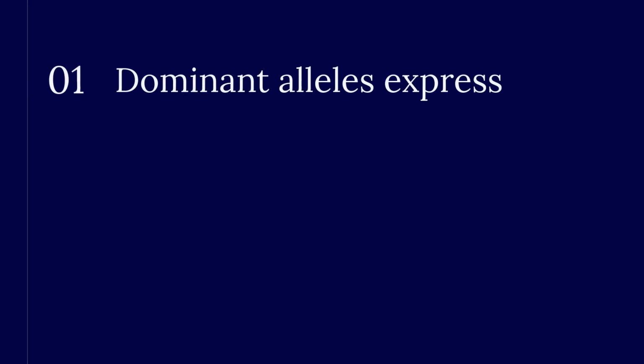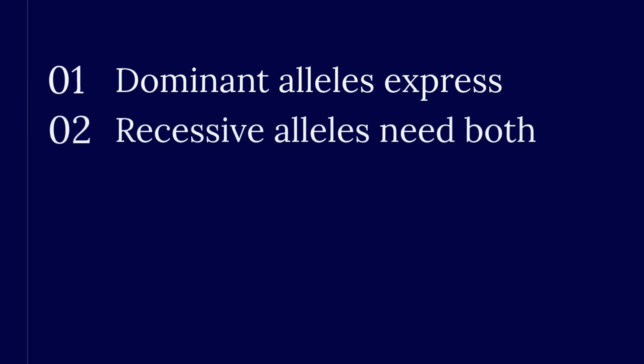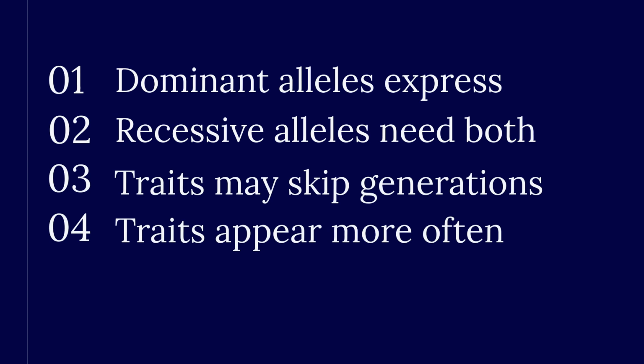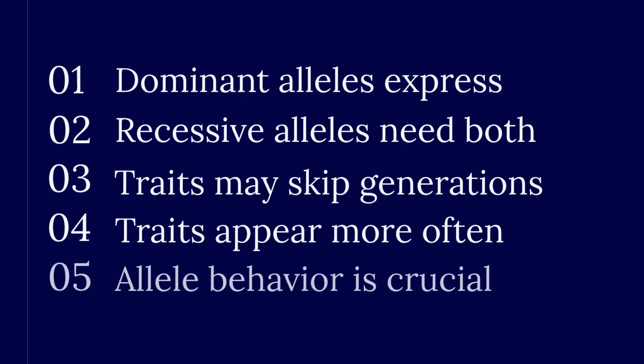Dominant alleles express even with one copy. Recessive alleles require both copies to show. This explains why some traits appear more often. It also explains why some traits skip generations. Understanding allele behavior is crucial.